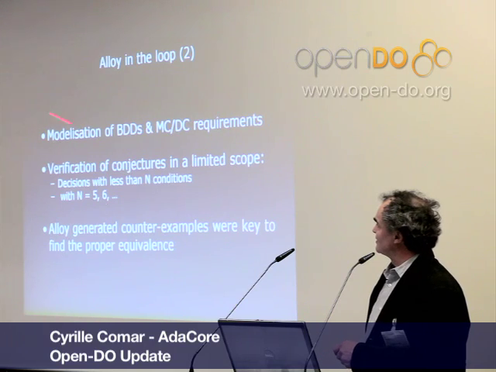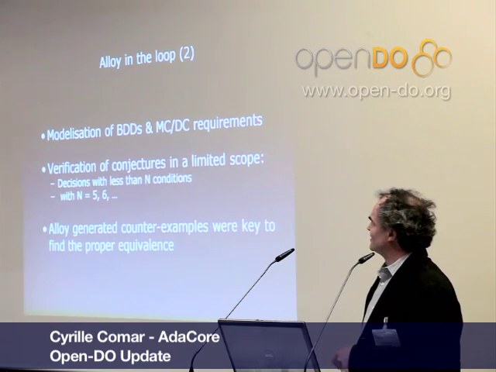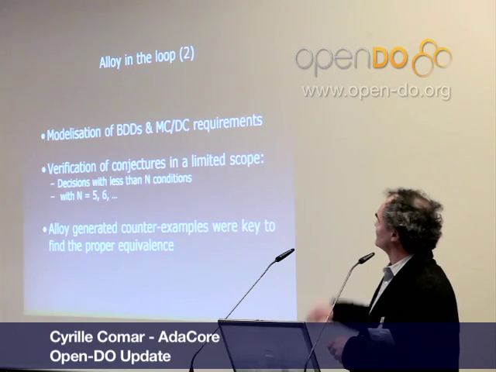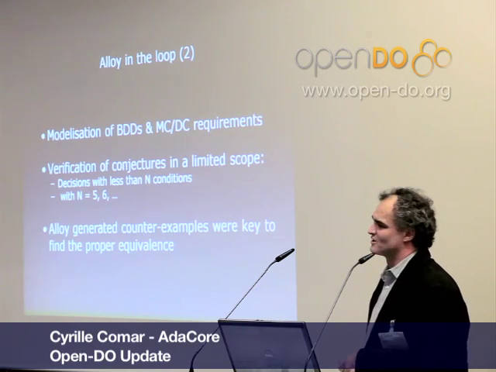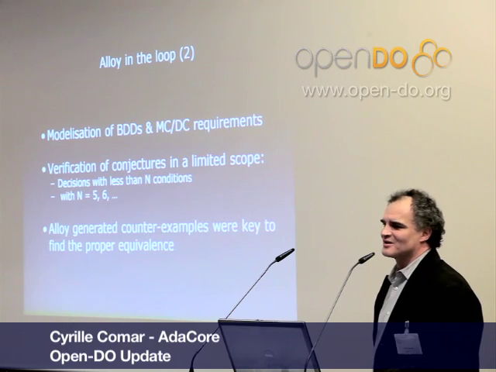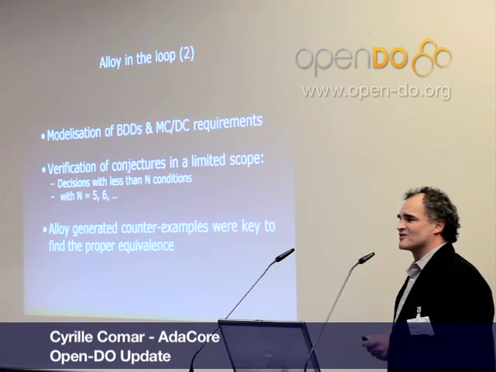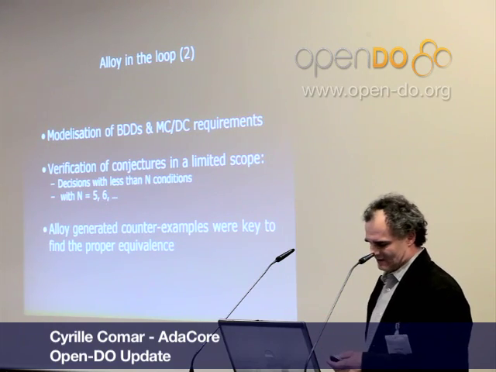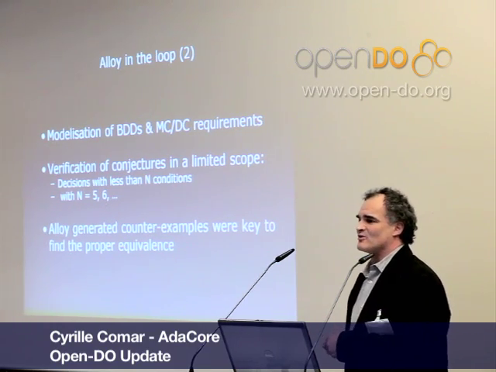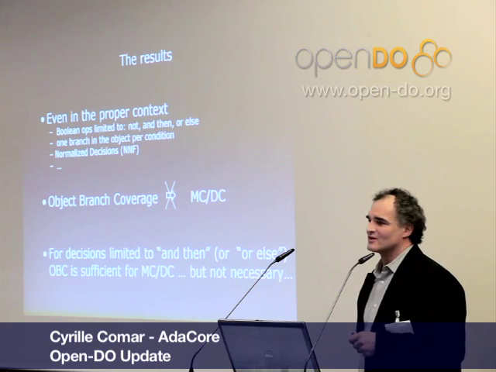So what our engineer did is model the binary decision trees and MCDC requirements using Alloy, and he started to verify those conjectures in a limited scope, which is to say with decisions that are never above 5 or 6 conditions, because after that the computing time becomes prohibitive. And we found that for all the conjectures that were wrong, it was extremely useful to have counterexamples coming from Alloy for our theory, because the counterexamples gave us the possibility to understand exactly what the real rules were.